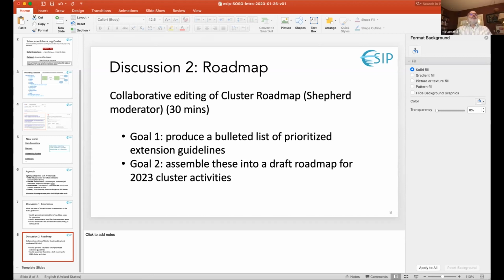So Bill has his hand up. OTIS has already started working on some schema profiles for patterns such as projects and vessels. And so I'm just curious about the interrelationship here. Would SOSO, for example, develop guidelines for projects that go hand in hand with OTIS, or how does that work?